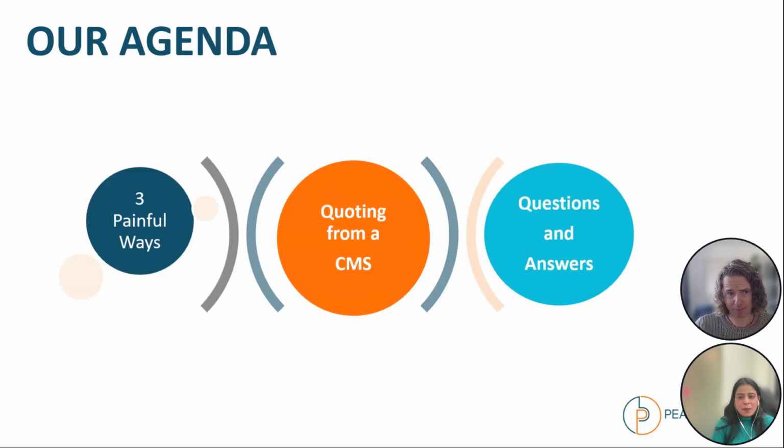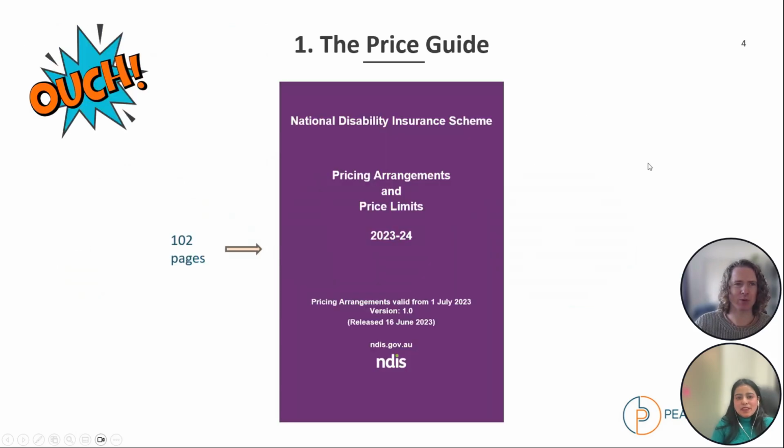So what's our agenda? We're going to keep it short, sharp, and shooting from the hip today. I'm going to start off with the 3 painful ways to create quotes, and then we'll show you hopefully a more enlightened way. So the manual way, number 1, is that we all know there are the pricing arrangements and price limits, more dearly known as the price guide. Now, in theory, you could go to the price guide, look it up every time, find your item code and your price rate, and you could do a quote based on that.